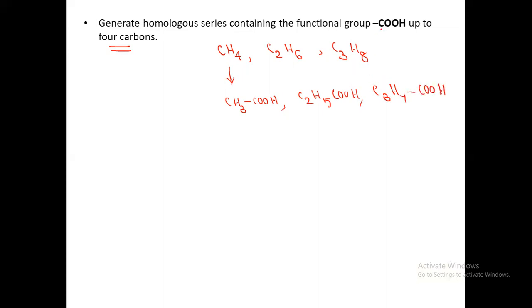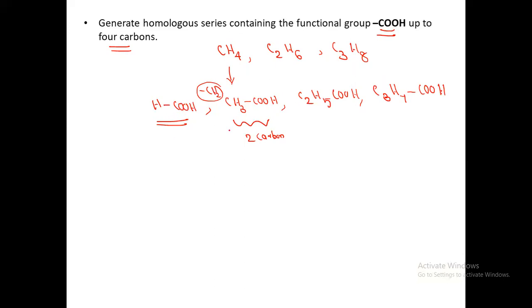But remember, the COOH itself has one carbon, right? So this is not the one carbon acid, this is a two carbon acid, right? So what is a one carbon acid? The COOH itself has one carbon, so what can we do? You subtract CH2 from the two carbon acid. So if CH2 goes from CH3, what remains? H remains. So this is your first acid, the one carbon acid, methanoic acid.